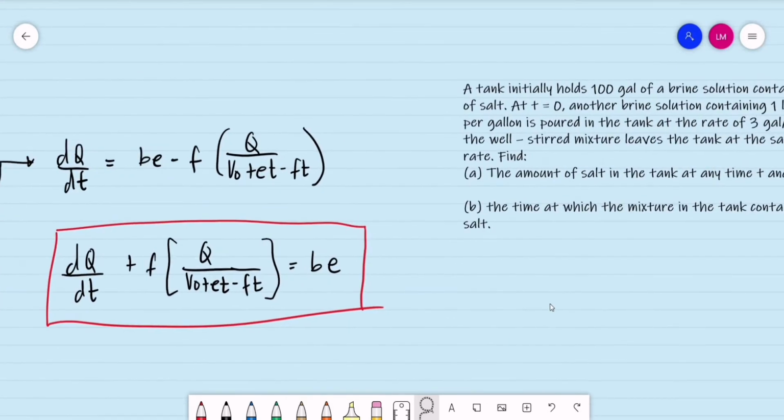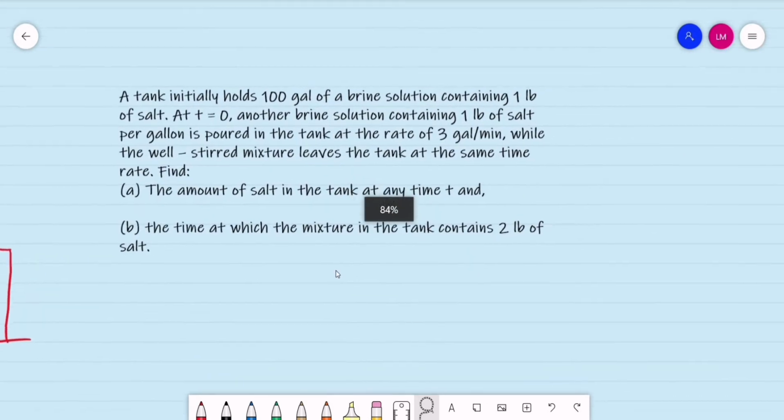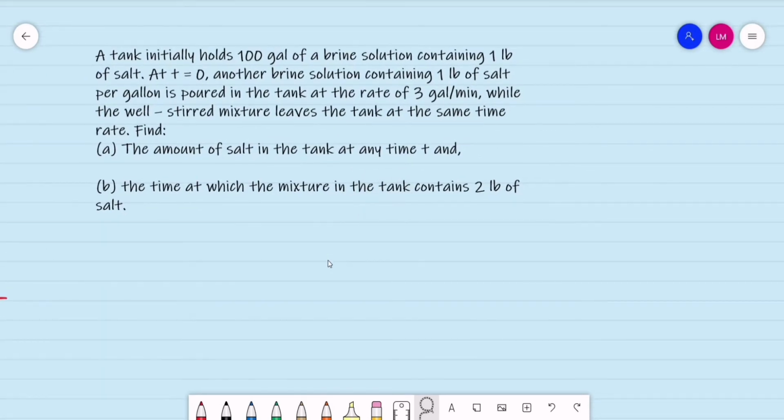So let's have this example. A tank initially holds 100 gallons of a brine solution containing 1 pound of salt at time equal to 0. Another brine solution containing 1 pound of salt per gallon is poured in the tank at the rate of 3 gallons per minute, while the well-stirred mixture leaves the tank at the same rate. Find A, the amount of salt in the tank at any time t, and letter B, the time at which the mixture in the tank contains 2 pounds of salt.